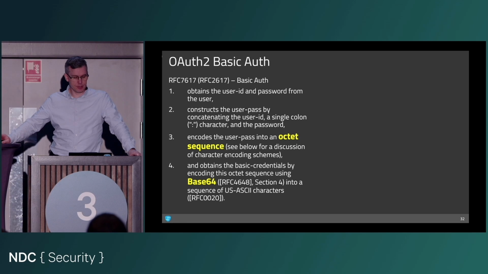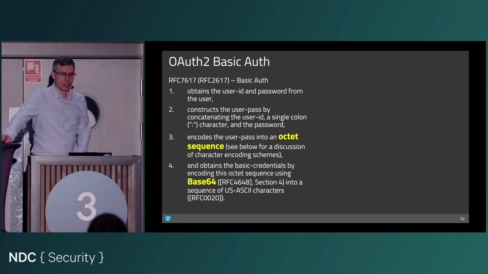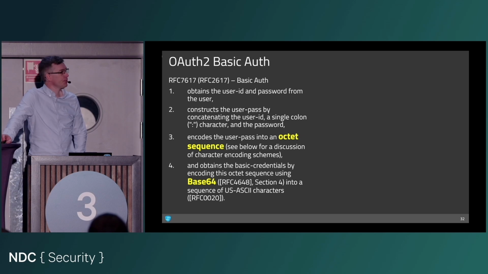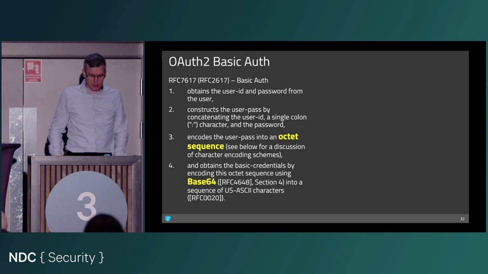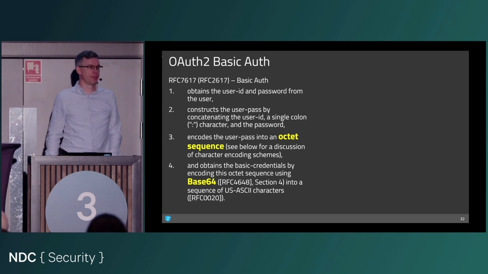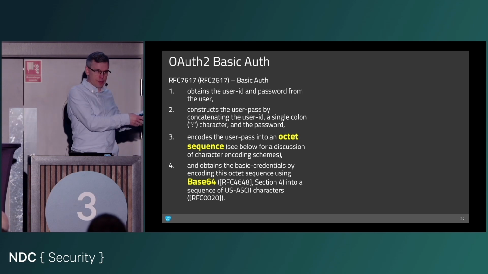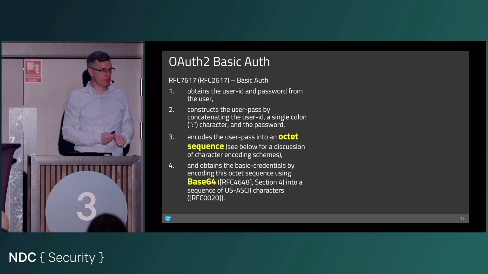It says that get the user ID and password from the user. Construct the user pass by concatenating the user ID, a single colon character, and the password. Note the colons are not allowed in the username thanks to the scheme. They can be in the password though. Encode the user pass into an octet sequence, typically UTF-8. Obtain the basic credential by encoding this octet sequence using base64. So it's just UTF-8, base64, done.